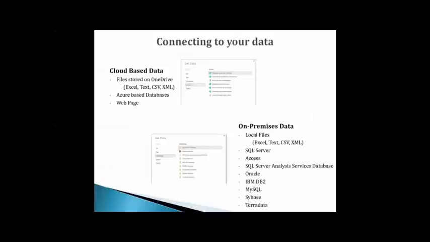But if you don't have one of those services in use and you have your own data that you want to use, you can do that too. You can use cloud-based data such as a file stored on OneDrive, Excel, text file, CSV, some Azure based databases, or web pages. You can also use your on-premise data such as local files or SQL Server or Access. And so that way you don't have to make any changes to start using Power BI. You can use your existing systems and existing services and go with that.